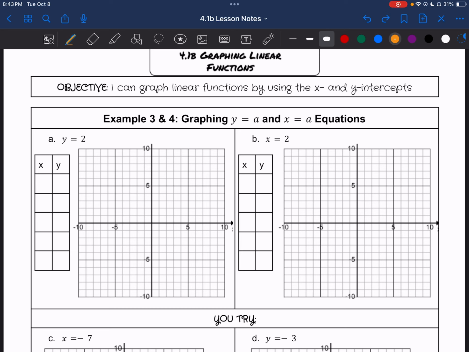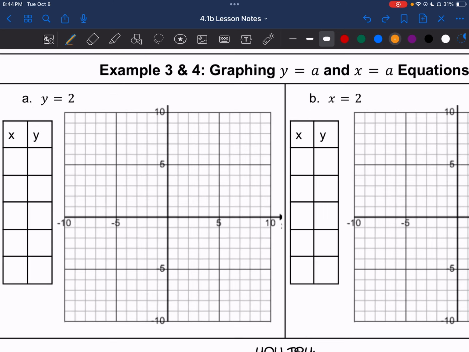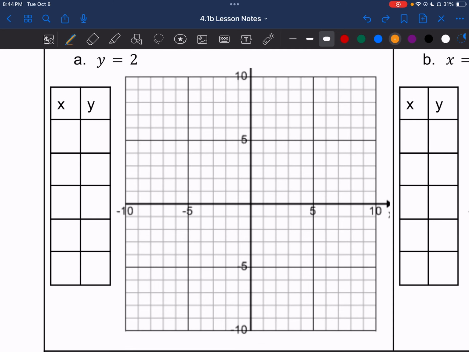Now, we're going to start with examples 3 and 4, which are graphing y equals a and x equals a equations. So if we look at our first example here, we have the equation y equals 2. And I'm going to set up my starting values that I used yesterday. So we have -2, -1, 0, 1, and 2. And I'm going to see what happens when I substitute those values in for x in the equation.